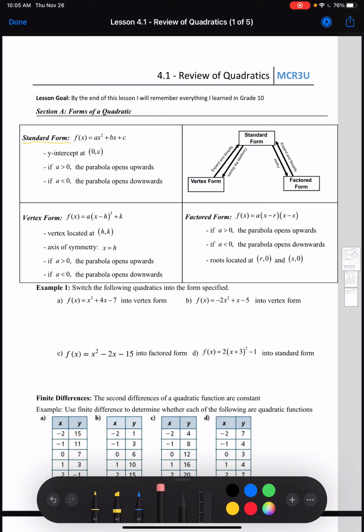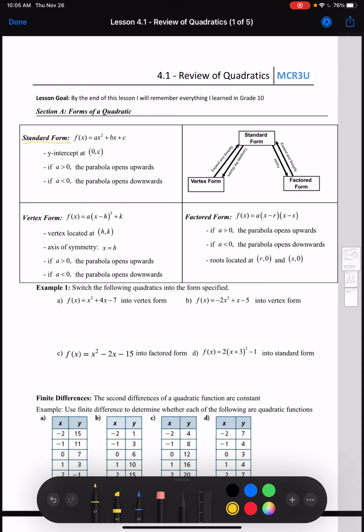So standard form is basically the regular form. So when you have everything fully expanded out, so as ax squared plus bx plus c, one nice thing about this form is you can instantly see what the y-intercept is, because if you sub in x equals 0, that'll make the first 2 parts equal to 0. And so you have your y-intercept just like that. So that's always nice.